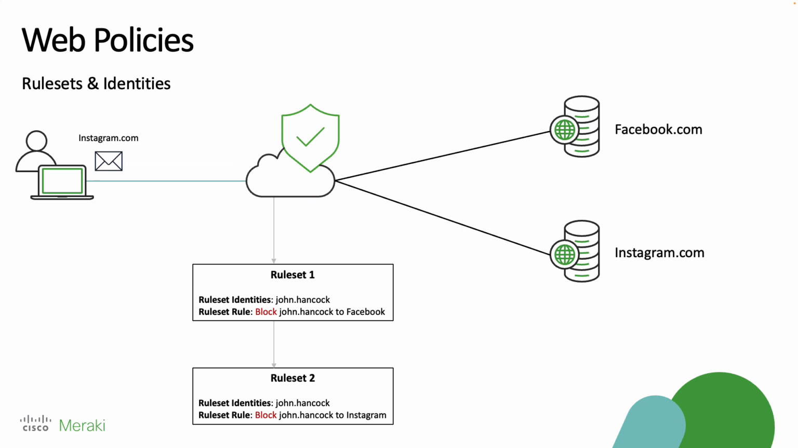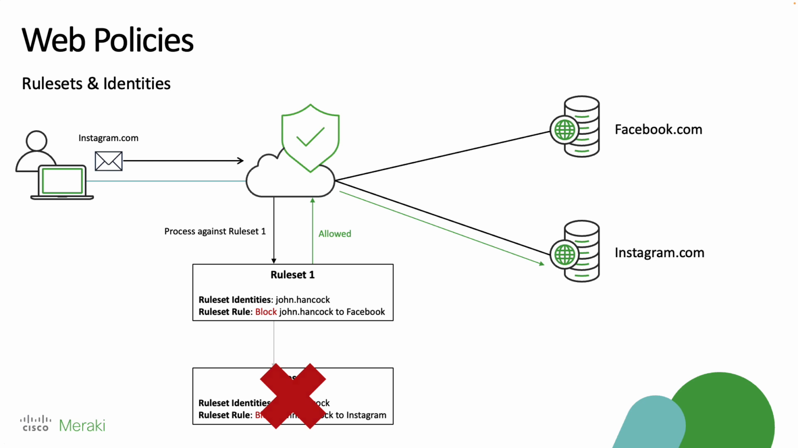He then tries to browse to instagram.com, where the request comes in and is once again processed against rule set 1. There isn't a block rule in rule set 1 to prevent John from accessing instagram.com. As we're only processing against the first matching identity, rule set 2 is never going to be processed and the request is going to be allowed through.